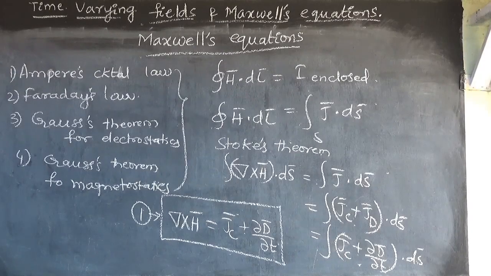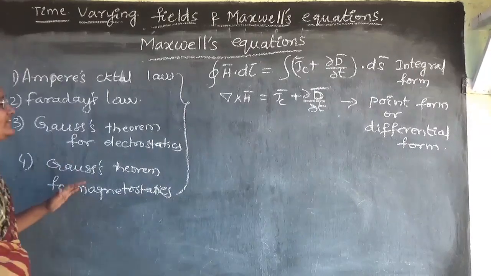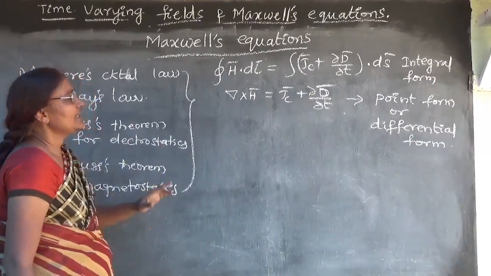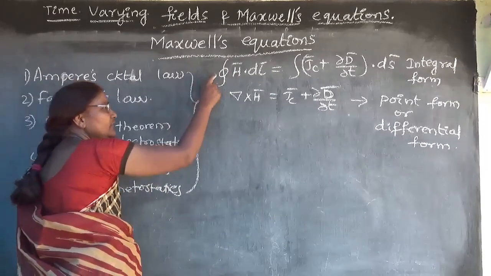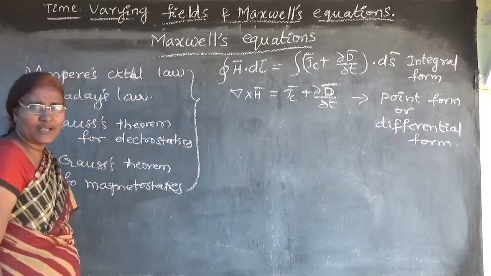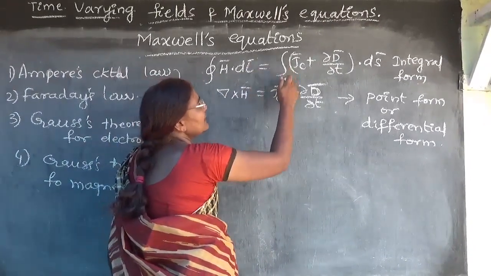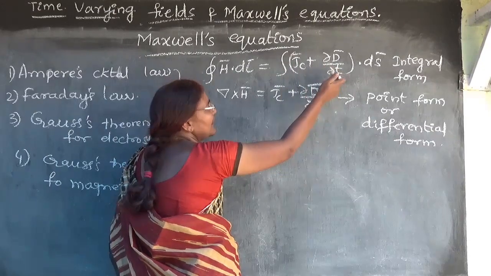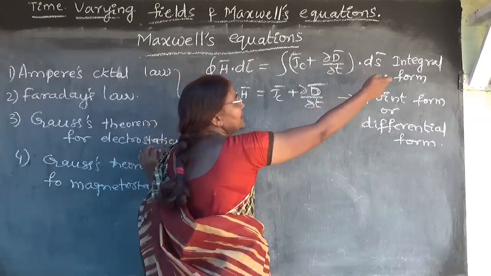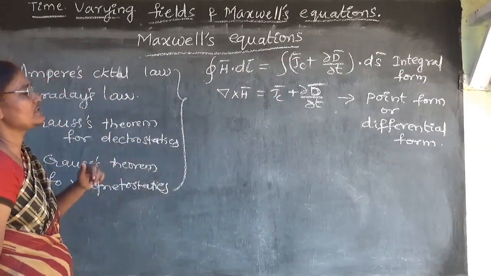Just conversion only. Next we will go for the second law, Faraday's law. We will have the Maxwell's equations in two forms. One is the integral form and the other is the point form or differential form. So in integral form, H bar dot dl bar is equal to the integral of (JC bar plus dou D bar by dou t) dot ds bar. This is the integral form of one of the Maxwell's equations.